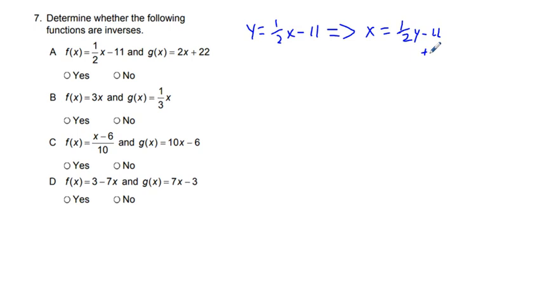So if we add 11 to both sides, we get 1/2 y equals x plus 11. Now if we multiply both sides of this equation by 2, we get y is equal to 2x plus 22, which is what we have here, that one right there. Are they inverses? Yes.